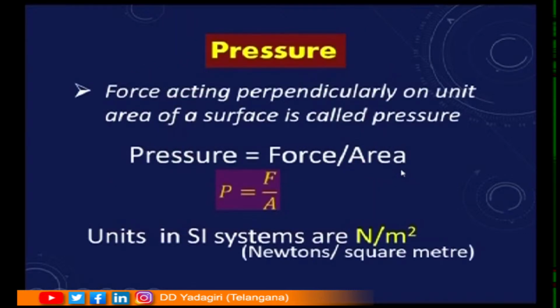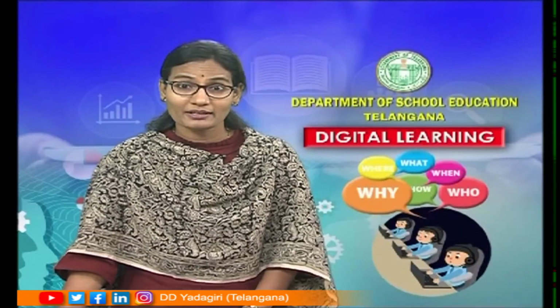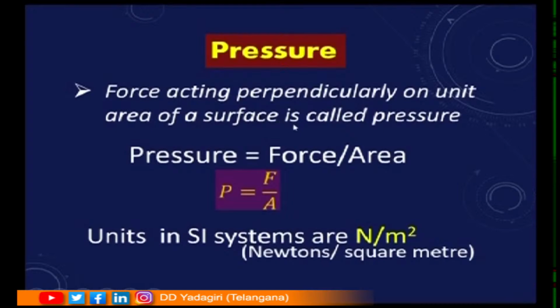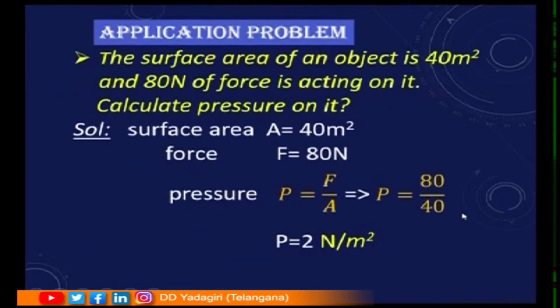So this is known as pressure. The force acting perpendicularly on unit area of a surface is called pressure. Pressure is equal to force by area. In mathematical notation, P equal to F by A. Units of pressure in the SI system are Newton per meter square. Remember children, units are very important in our physics. For every physical quantity you have to mention the units.